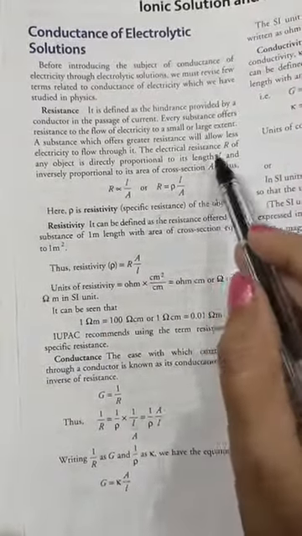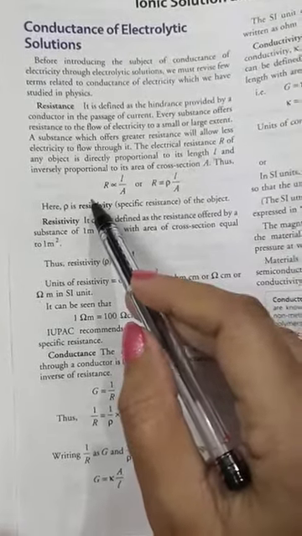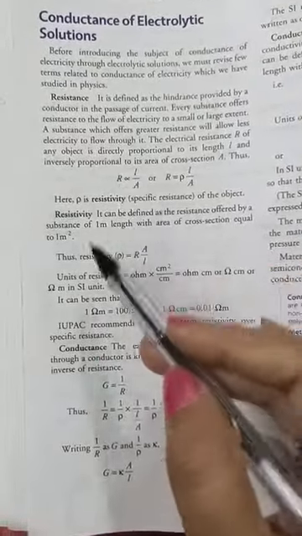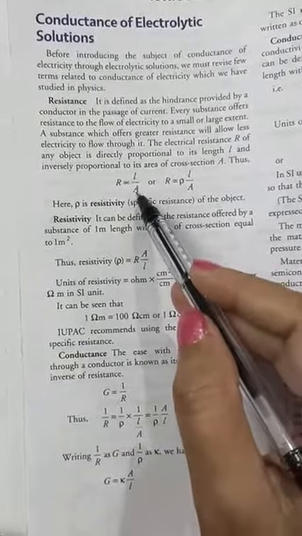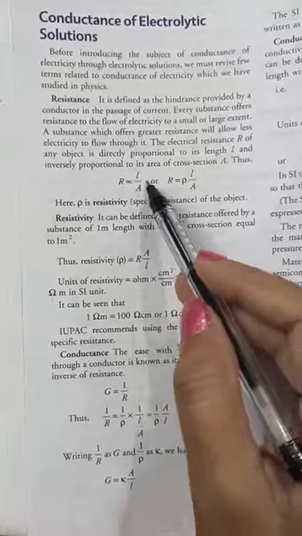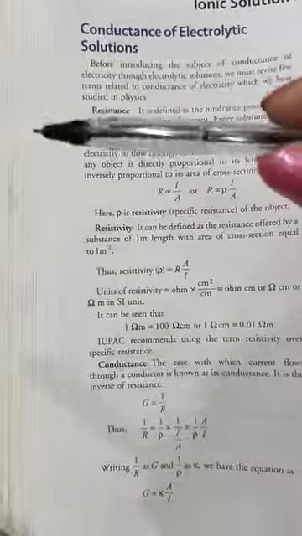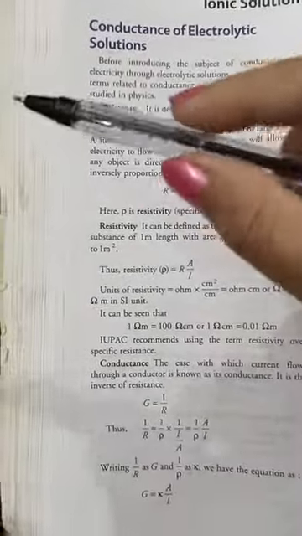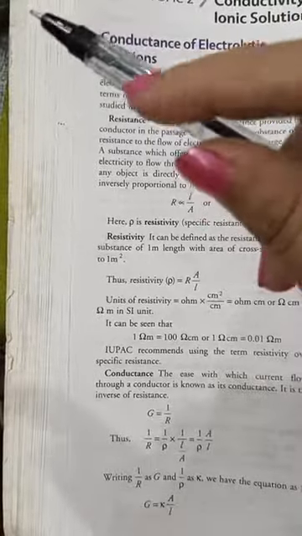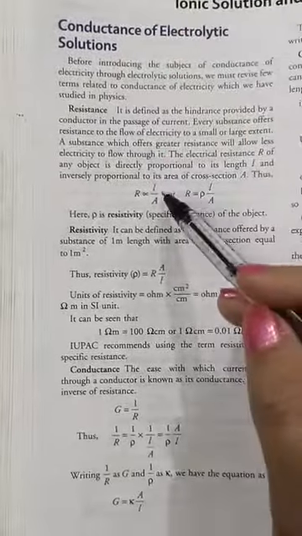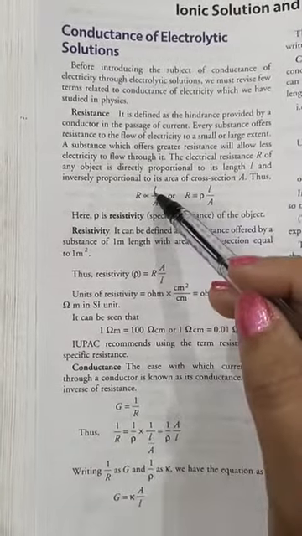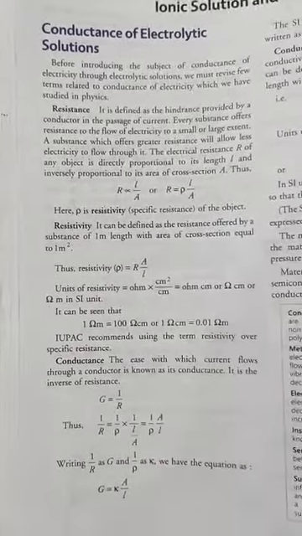Here, the electrical resistance of any object is directly proportional to its length and inversely proportional to its cross-section area. Like this is a pen, think this is a conductor. What area it covers, this full circle area, is inversely proportional, and it is directly proportional to the length.